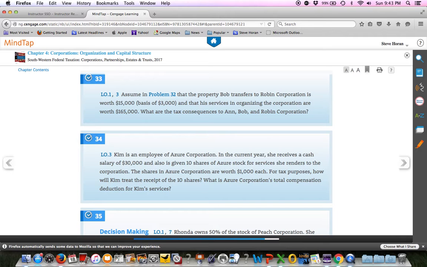The answer is, in addition to her cash salary of $30,000, Kim has ordinary income also of $10,000, for the 10 shares of stock in the company that are worth $1,000 each. Asia Corp has a compensation deduction of $40,000, which is the $30,000 plus the $10,000.